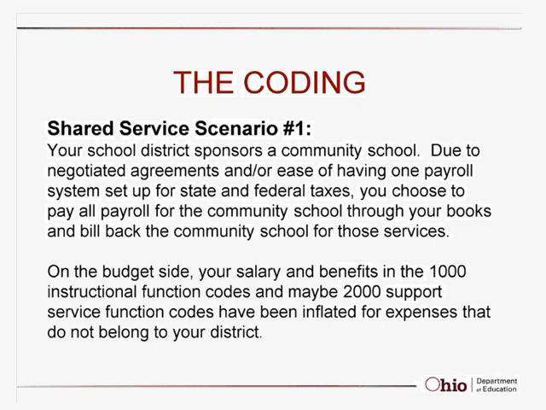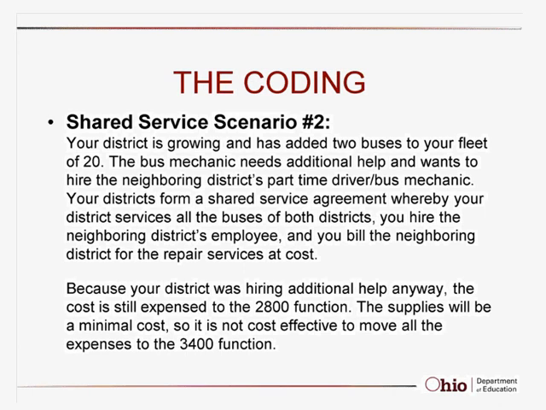The second scenario is one that you probably wouldn't move into that code. You've just added 2 buses to your fleet. You've contracted with the neighboring district's mechanic to do that, so you formed a shared service agreement so that we're now servicing both districts' buses in one compound, and the district just bills back the other district for the services. You were going to hire that mechanic anyhow, so the only additional costs are the services and the supplies for that other fleet, and you're going to bill that back. It probably will not be that big of an expense that it's going to affect your cost per pupil. So that's probably a small one.